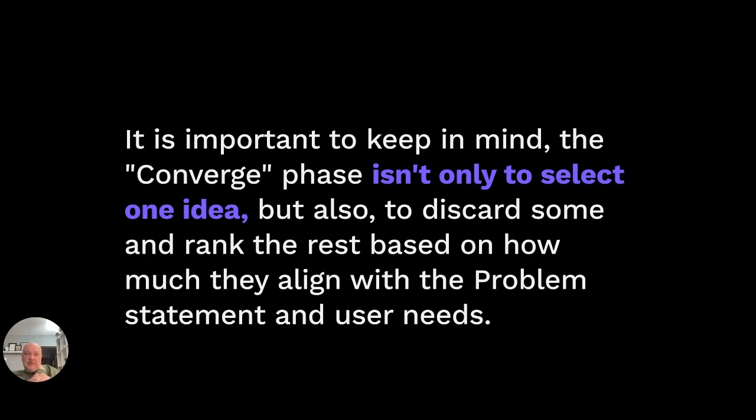It's also important to keep in mind that the Converge phase isn't only about selecting one idea. It can also be to discard or to rank the rest based on how much they align with the problem statement and user needs. So it's also possible that during that phase you have two or three different or similar ideas which align on the same problem or the same path that you're trying to solve. Combining those ideas can also be great, because probably you will spend less time solving the problems if the whole research and ideas are aligned in the same direction.